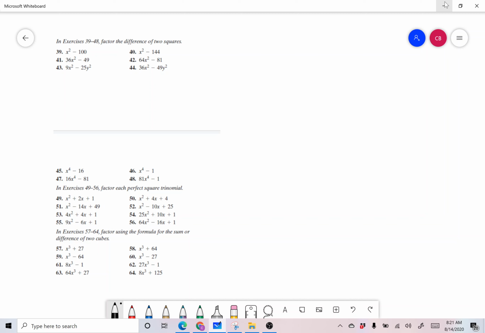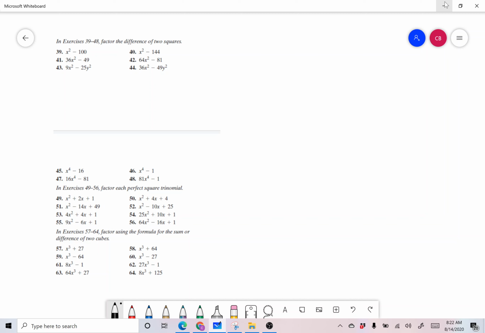We have x squared minus 100. Oh, one other thing I didn't mention. You should always check if there's a GCF before you start factoring. That is always the first one that you check for. I know I didn't do it very often in the last video, because I knew they factored. But you should always check for a GCF first.